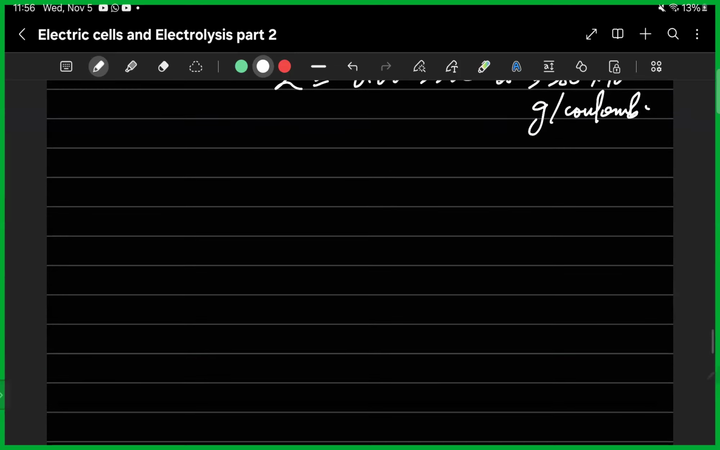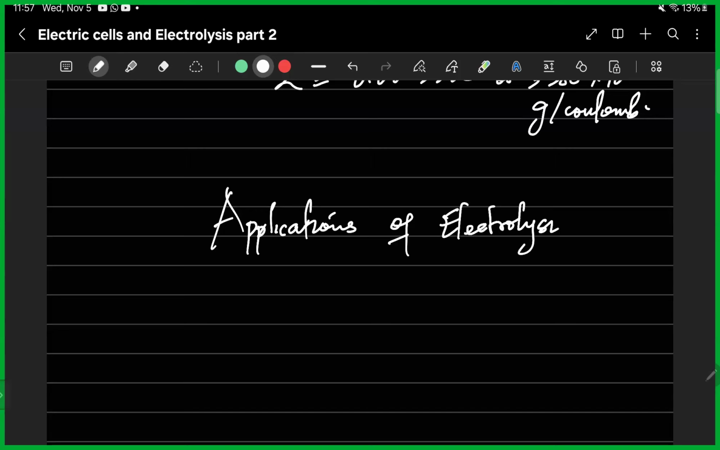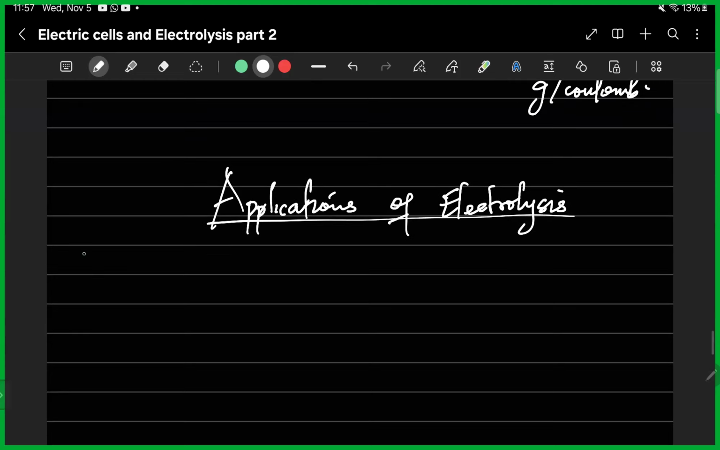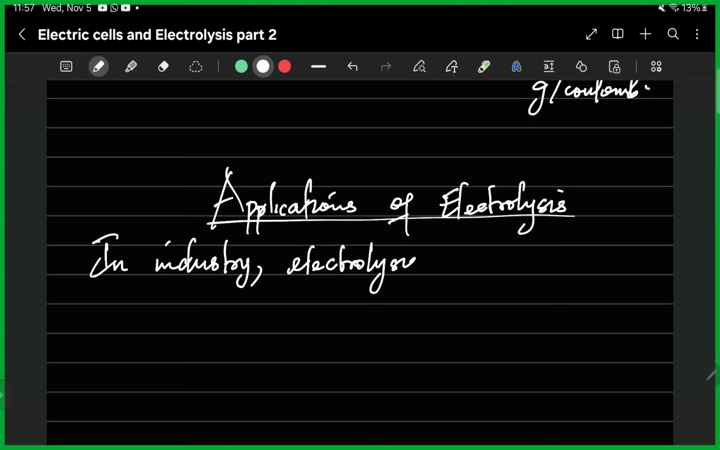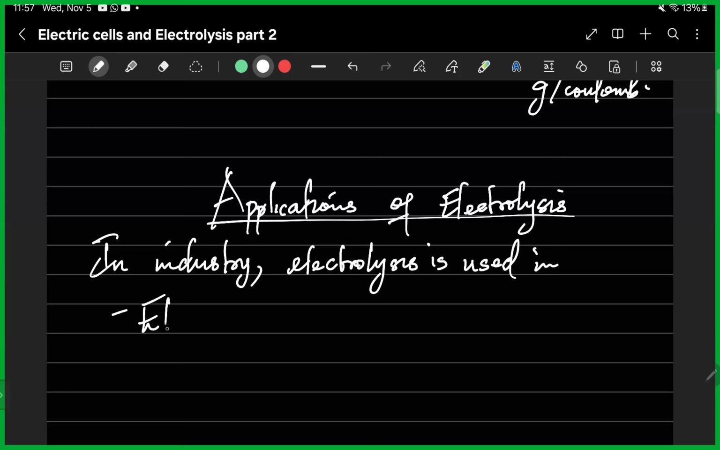Let's go to applications of electrolysis. In industry, electrolysis is used in, number one, electroplating of metals.